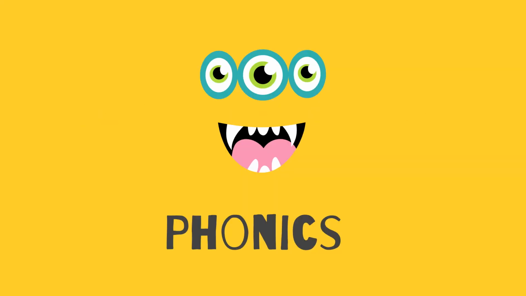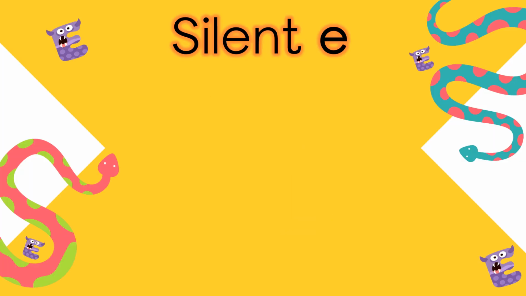Let's take a look at our phonics for week 5. This week, we are going to be looking at the silent E, or the magic E. We call it the magic E because it changes the vowel before it. The magic E comes at the back of a word, and there's a vowel in the middle of the word that changes.